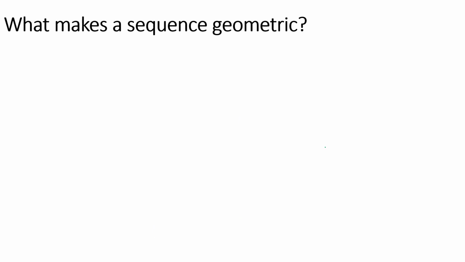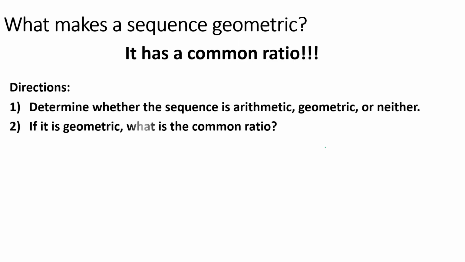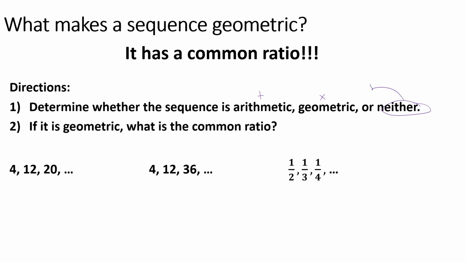So our question becomes, what makes a sequence geometric? The geometric comes from that common ratio. So, given the following sets of numbers, I want you to determine whether the sequence is arithmetic, geometric, or neither. Since we just saw that geometric comes from multiplying by a common ratio, hopefully you recall that arithmetic comes from adding a common difference, and neither, well, it would either not be multiplying or not be adding a common amount.